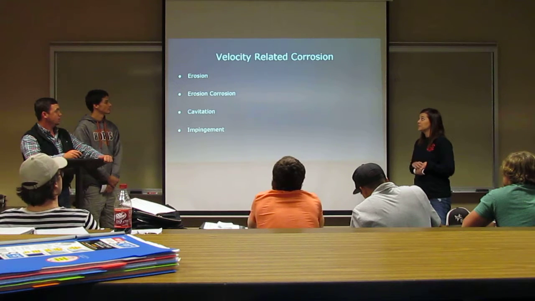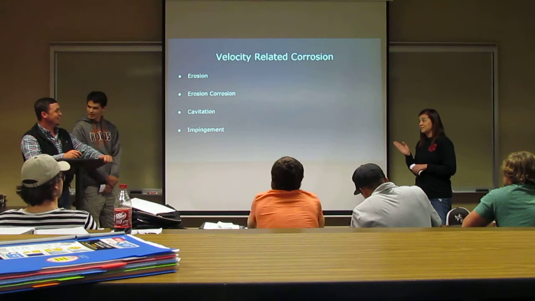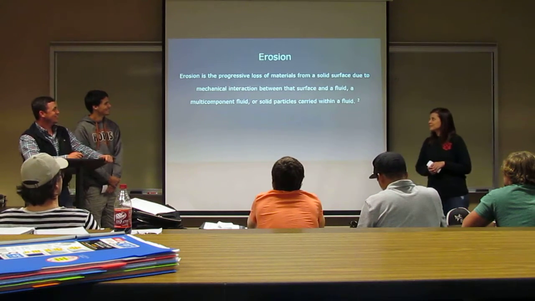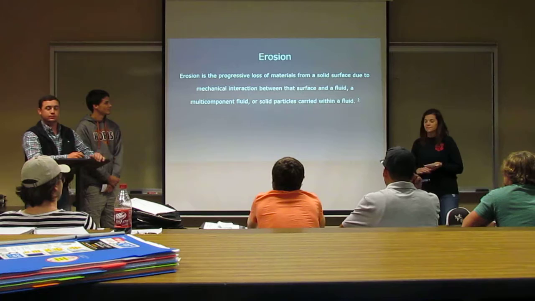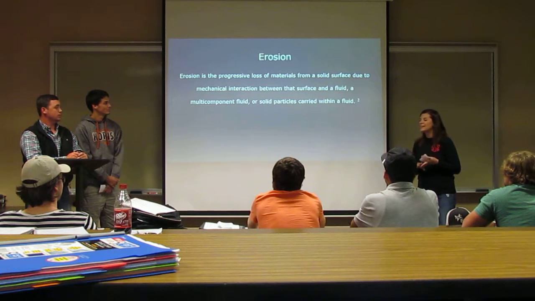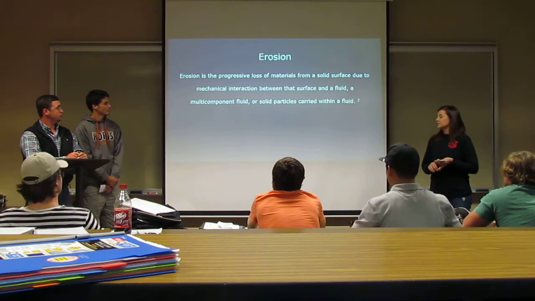First, we're going to do velocity-related corrosion: erosion, cavitation, and impingement. Erosion is the progressive loss of materials from a solid surface up the pipe. It's where you get mechanical interaction between the surface and a fluid. It can be a multi-component fluid or solid particles carried within a fluid.